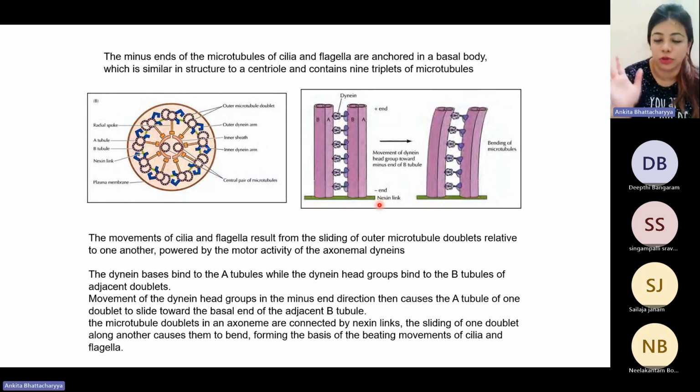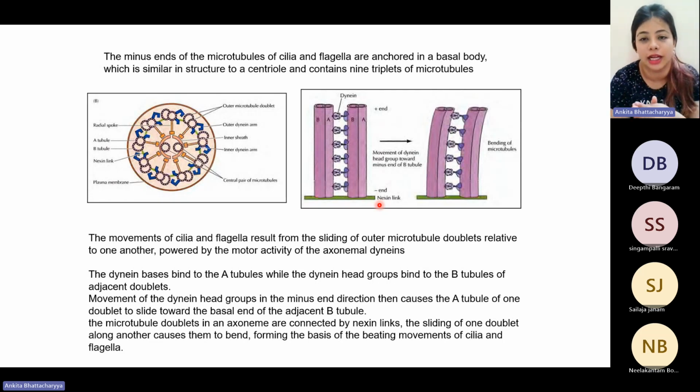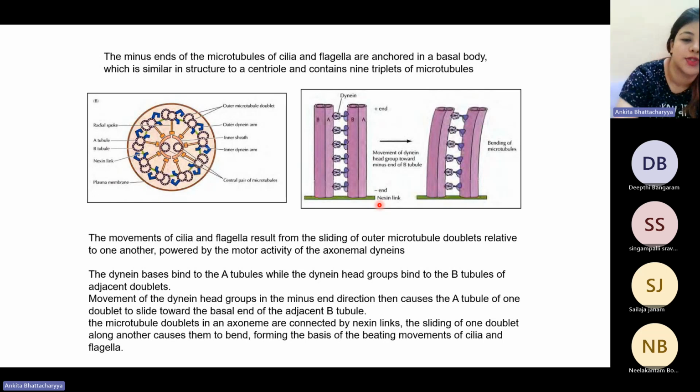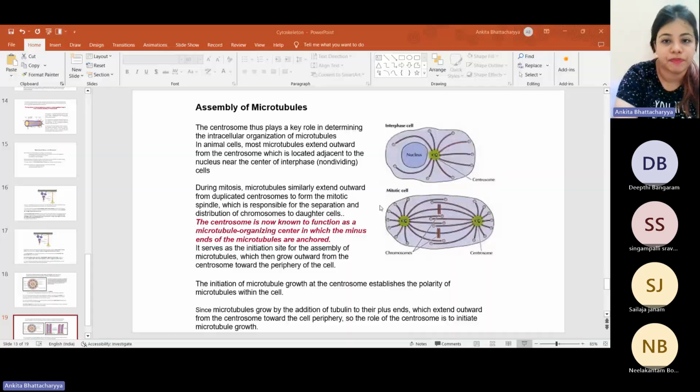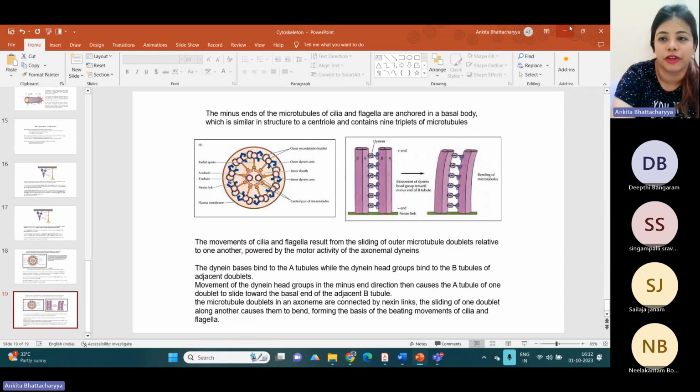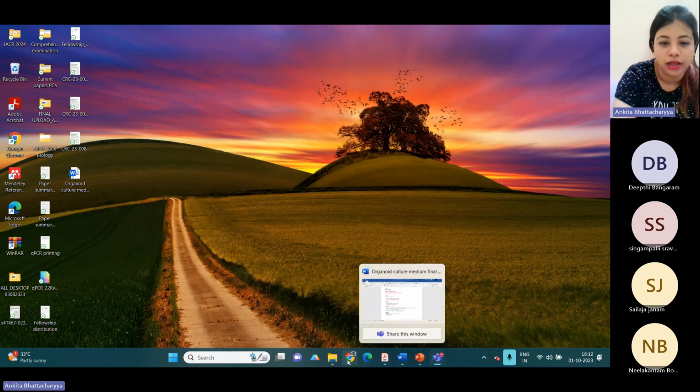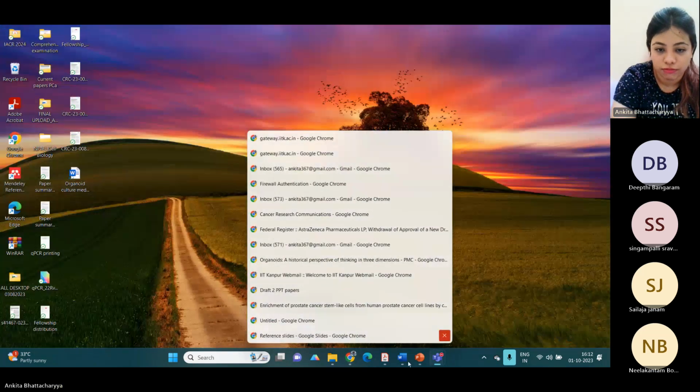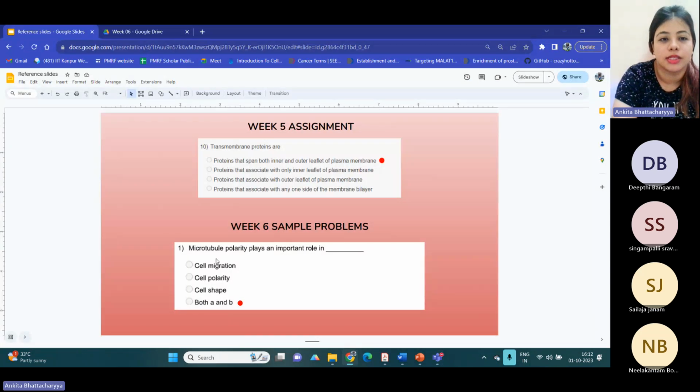If it is too confusing for anybody, just keep in mind that the dyneins present between each of these two doublets move along the direction of, or towards, the minus end. And there is a relative sliding occurring between the two doublets that results in that beating motion that you see in cilia and in flagella. So that covers the slides that I had prepared. We will now come back to some of the questions.